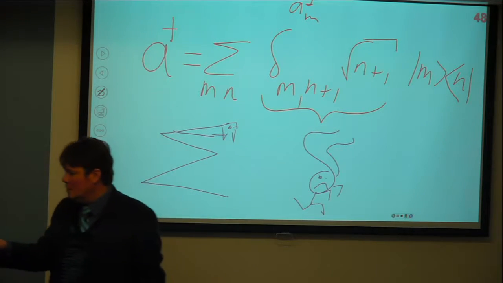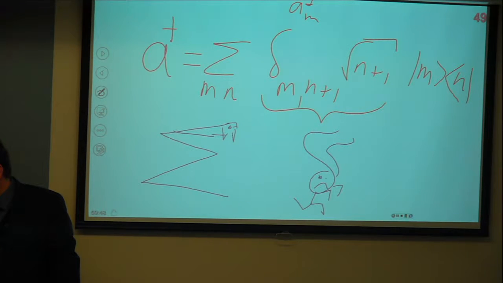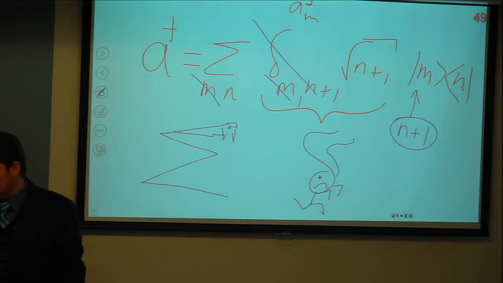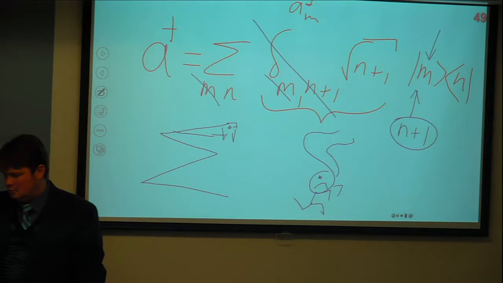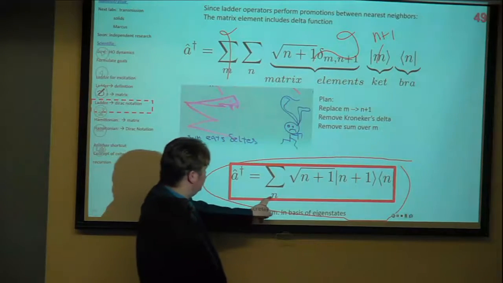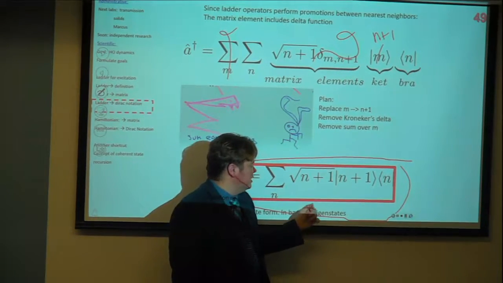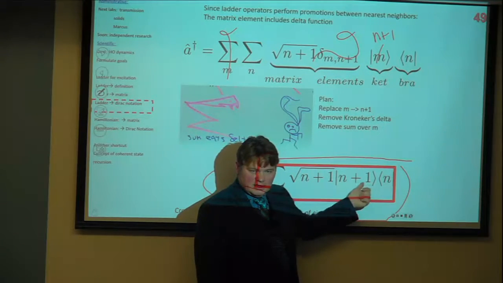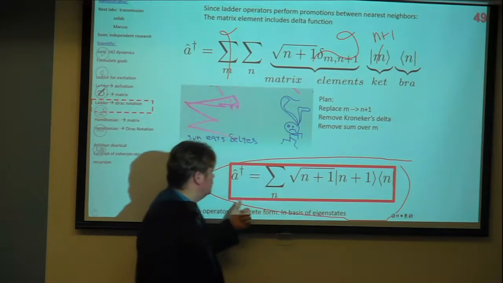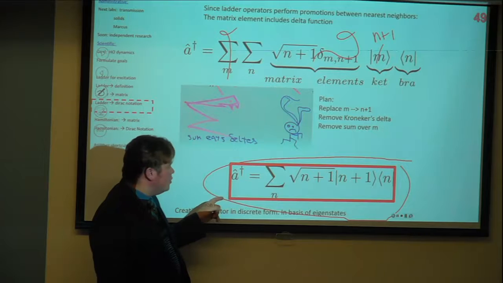Which ones will be non-zero? Only in case if m equals n plus 1. So we do remove summation over m, we do remove the delta function, and we replace this m symbol with n plus 1. Then we do have only summation left over n, and it will be conversion from n to n plus 1 with this factor, which can be interpreted like any state number n will be converted to state n plus 1 with the factor. So this is a Dirac notation which is equivalent to matrix expression.